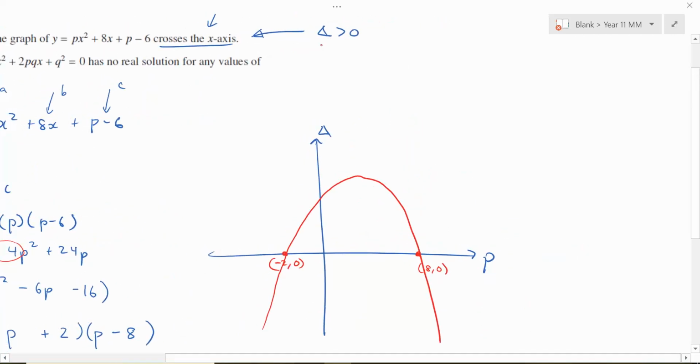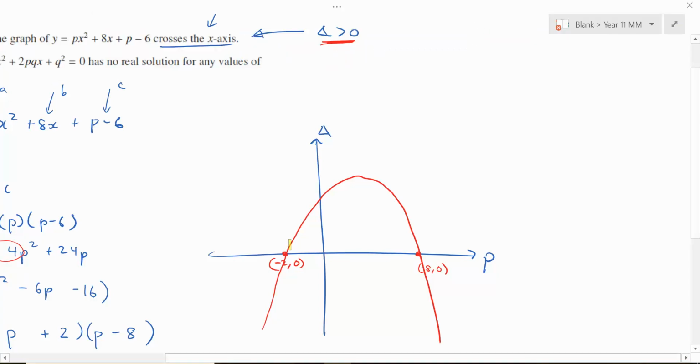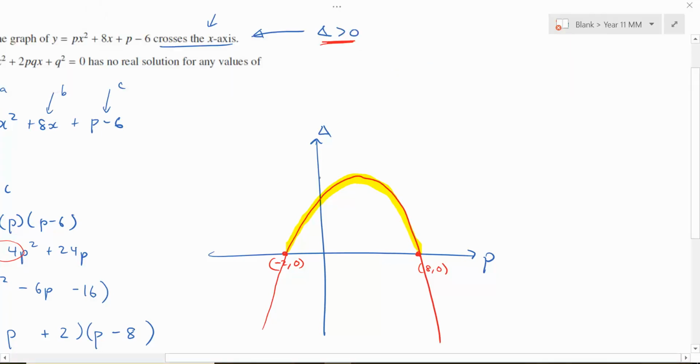And remember, it says when is the discriminant greater than 0? Clearly, this is when the discriminant is above the x-axis, which means it's greater than 0. Any p-values between -2 and 8 will guarantee that you get a discriminant bigger than 0. They all correspond to a positive discriminant. So really the answer is p has to be bigger than -2, but less than 8.